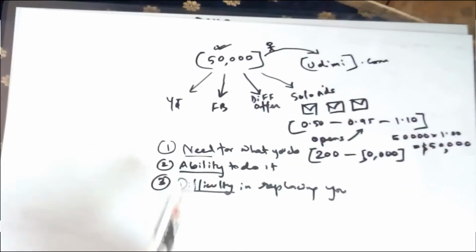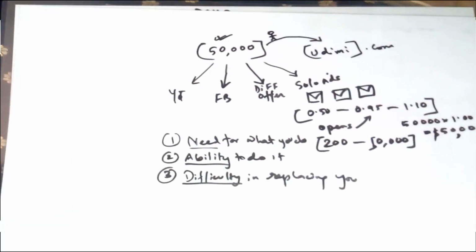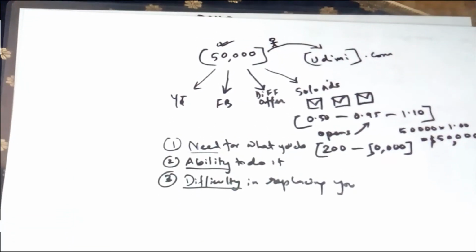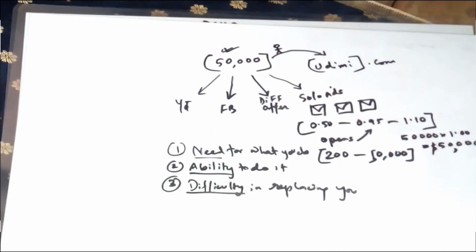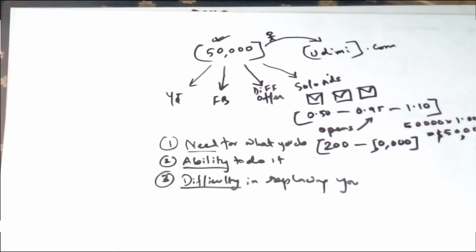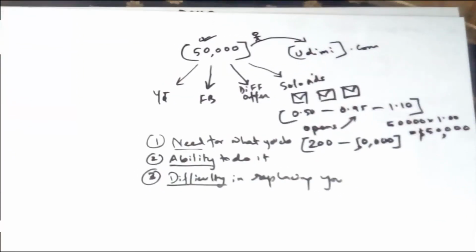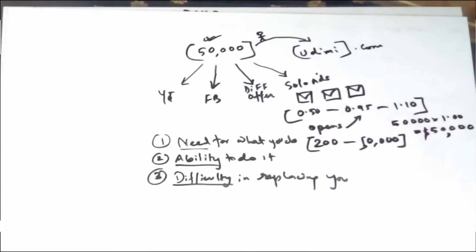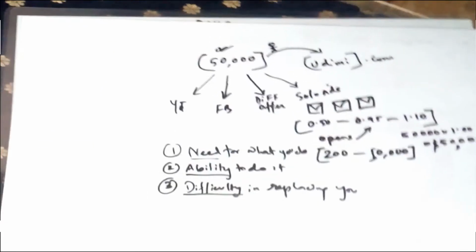Need for what you do. What need do you have in order to educate your list? What do they need? Why did they opt into your list in the first place? They must have some need that they want to be fulfilled. Think of that. Ability to do it. Do you have the ability right now to send an email? Yeah, you do. Obviously you do.